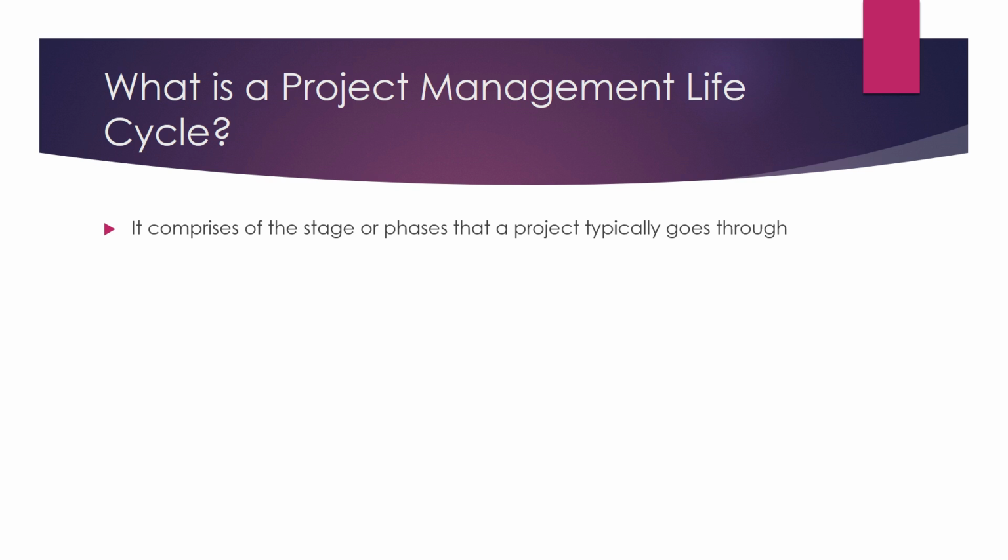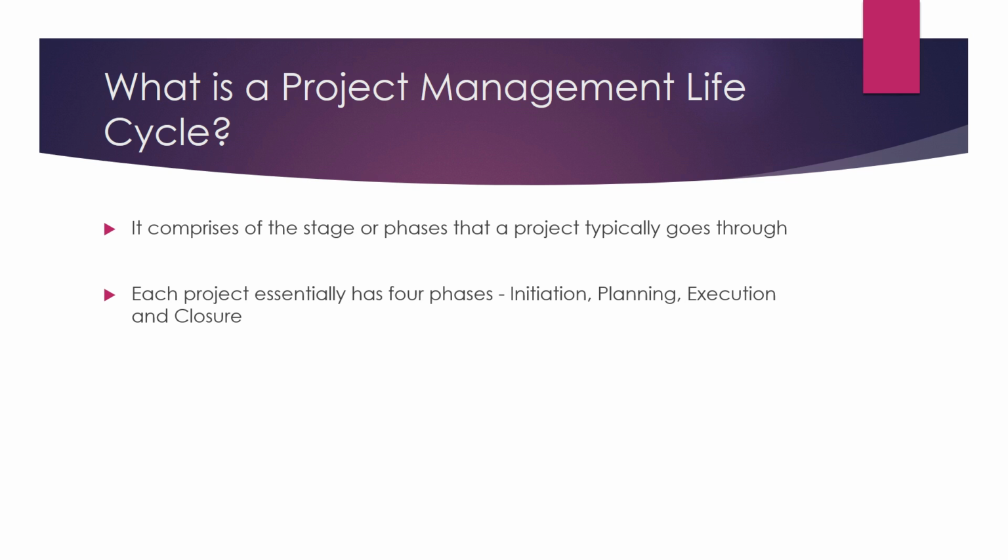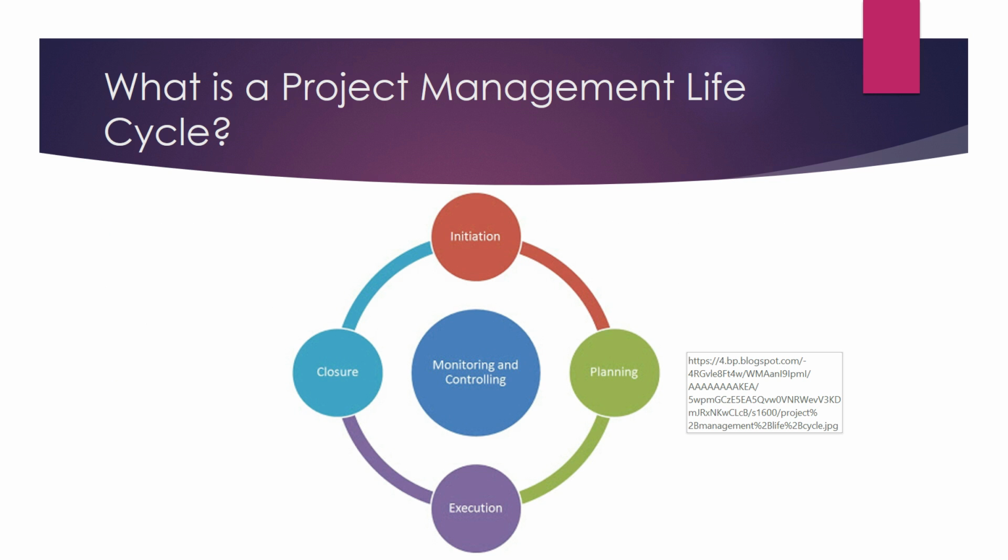There are stages and or phases that each project will typically go through, and these are basically initiation, planning, execution, and closure. For those of you who are already aware of project management, you must be wondering, where did monitoring and controlling go? That is one stage or one activity which is common across all phases. So five phases: initiation, planning, execution, closure, and monitoring and controlling, which is common among all these phases. Let's look at it in pictorial terms. There you can see initiation, planning, execution, monitoring and controlling, and closure, of course.